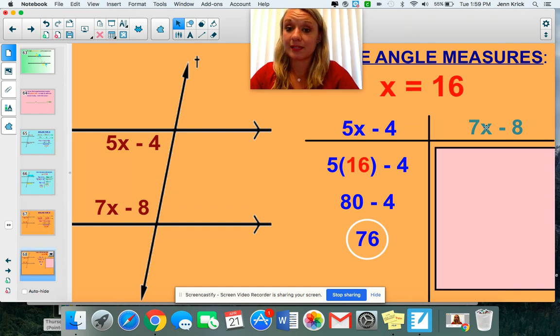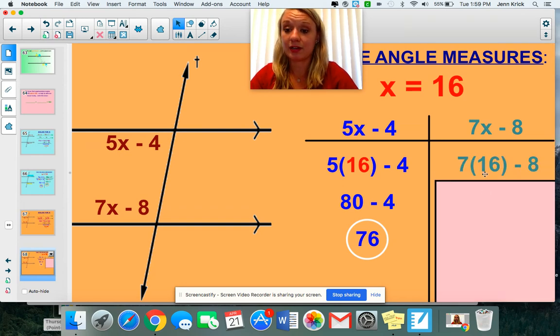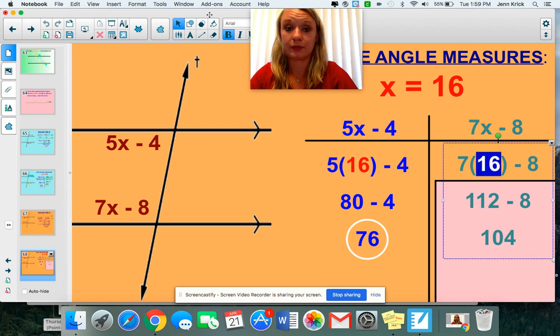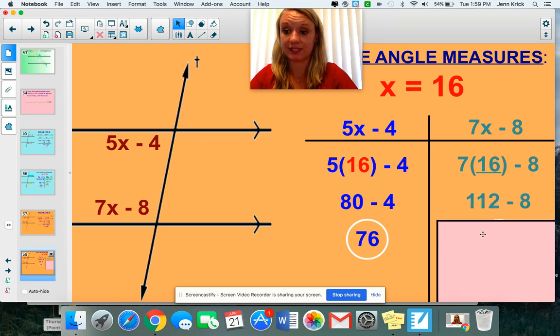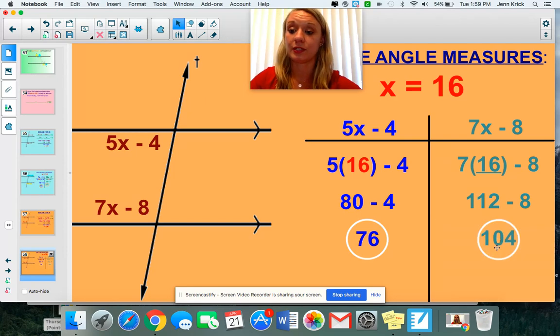For my 7x minus 8, again, you're going to take out your x value, and I should have made this a different color, so sorry, and plug in the 16. Use your calculator. 7 times 16 is 112. Subtract away 8, and you get 104. You know you did it correctly because 104 plus 76 gives you a total of 180 degrees.